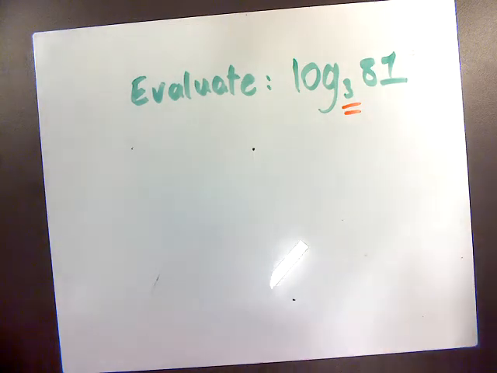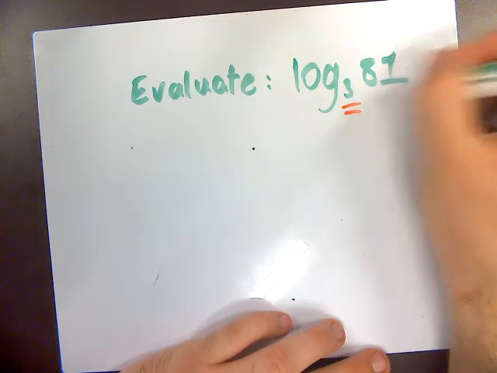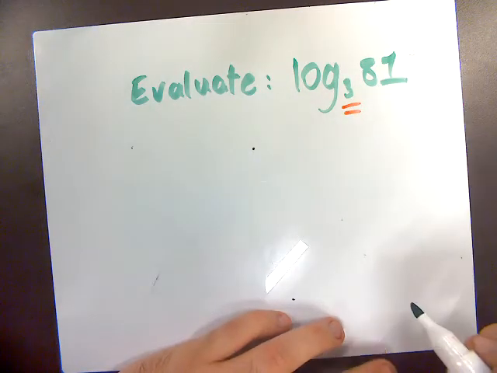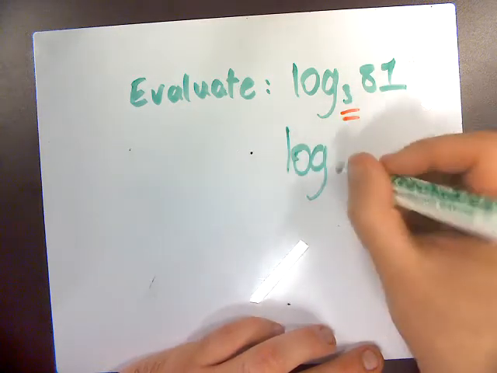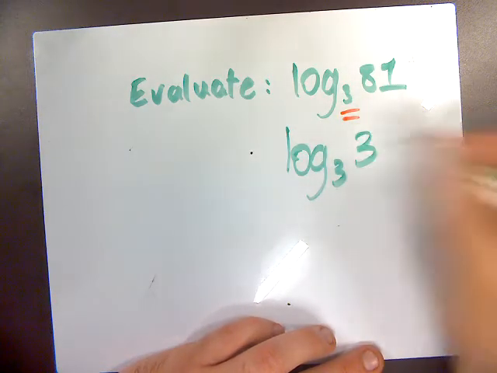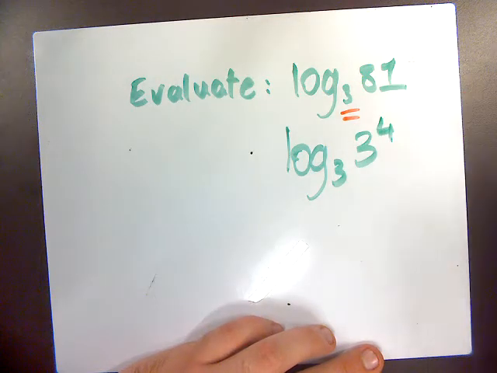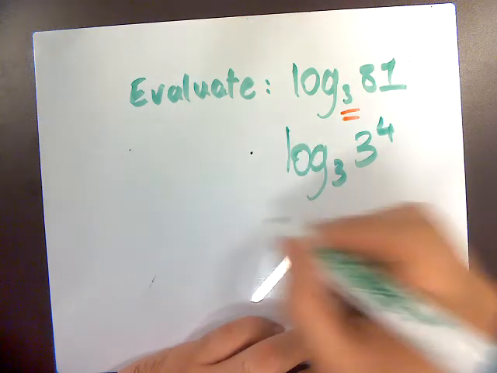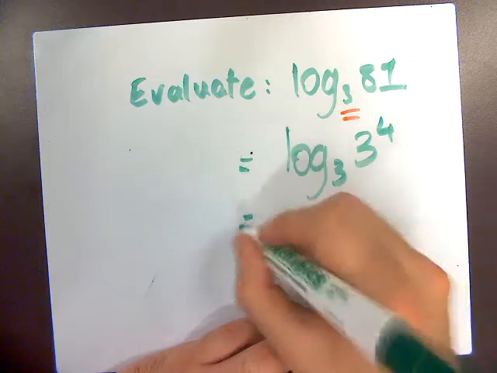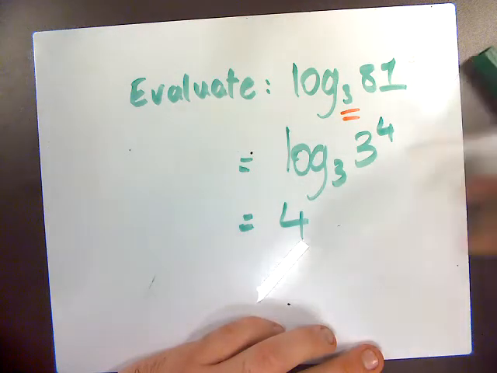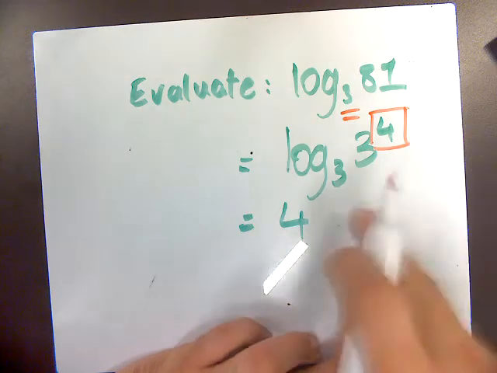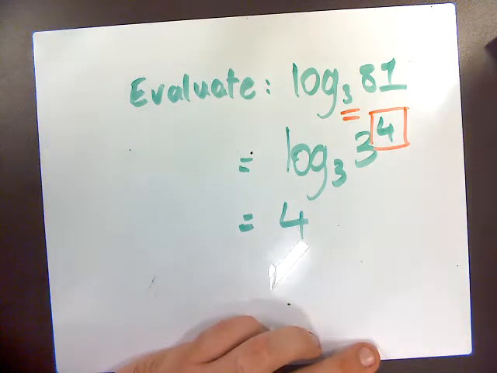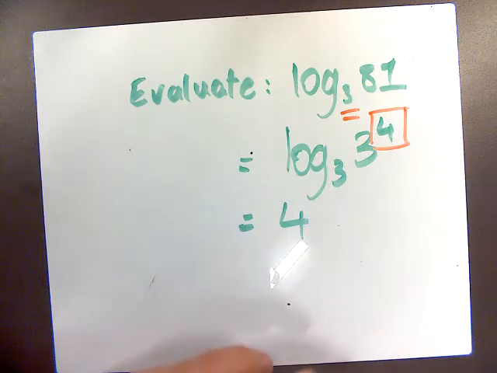We can do this two ways. We could rewrite this and convert 81 to a base 3 number with a power. So in this instance, it would be log base 3 of 3, because it's our base, to the power of 4. Therefore, if I was going to evaluate that, 4 would be my answer, because we have now found the power, whatever we need to take base 3 to, to actually equal 81.